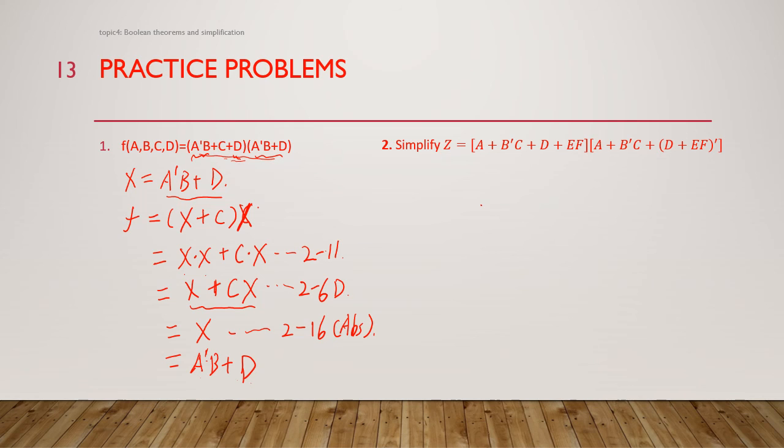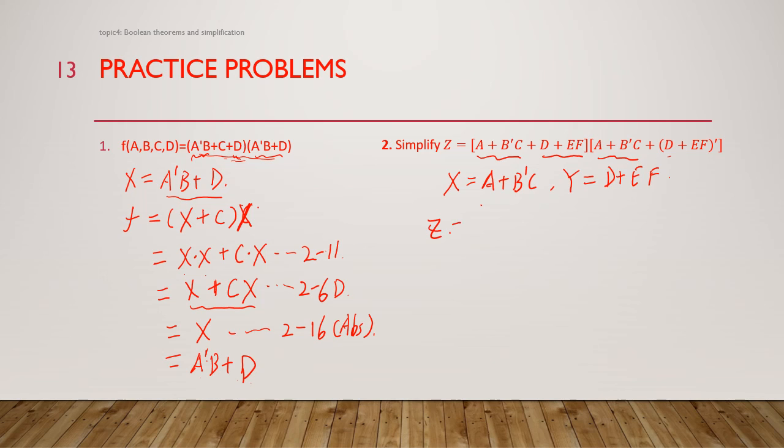Now let's check the second problem. Similarly, we can find some common terms here, right? So D or EF is common. Actually, the other part, A or B prime C, is also common. So this time, let's set X equal to A or B prime C, and Y equal to D or EF. Let's see what we can get.